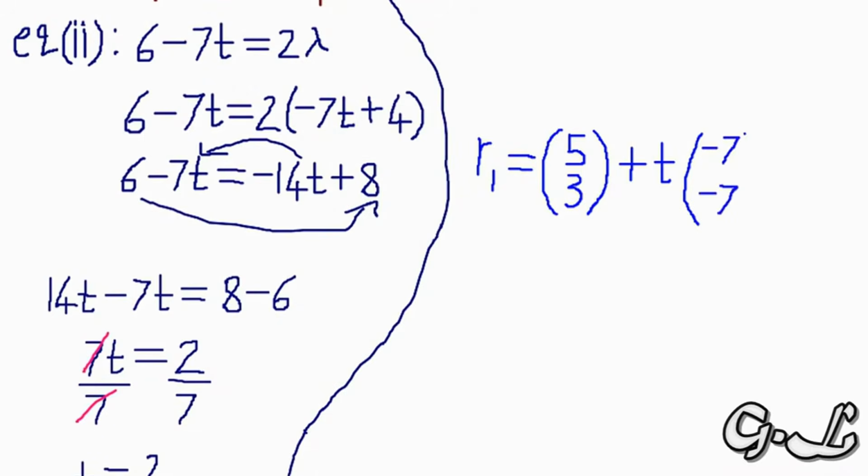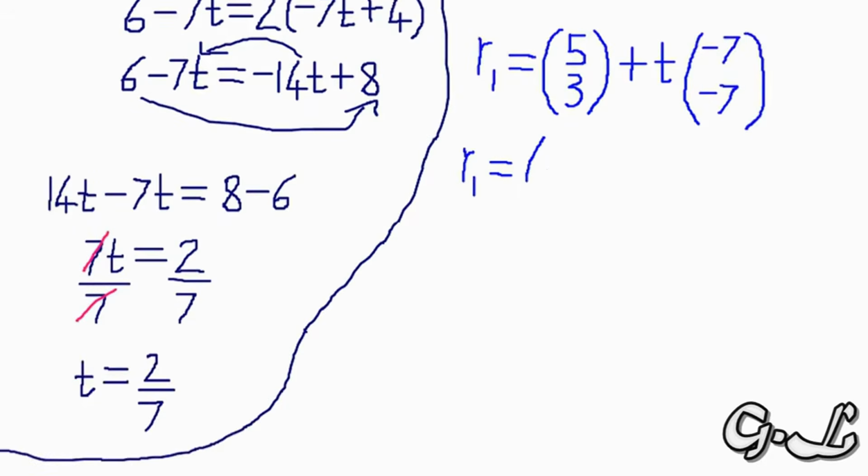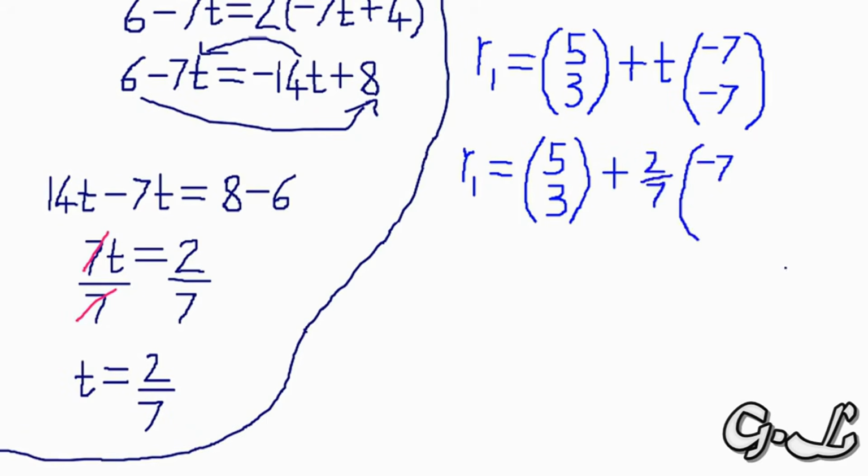So we're simply going to replace wherever there is t with what we found. That is the reason why I was saying that finding both the values of lambda and t is going to be time consuming. But if you want, you can find both the values of t and lambda just to prove that you have found the correct coordinates. So in this case, we're going to replace wherever there is t with what we found, which is 2 over 7, and it is going to be like that.